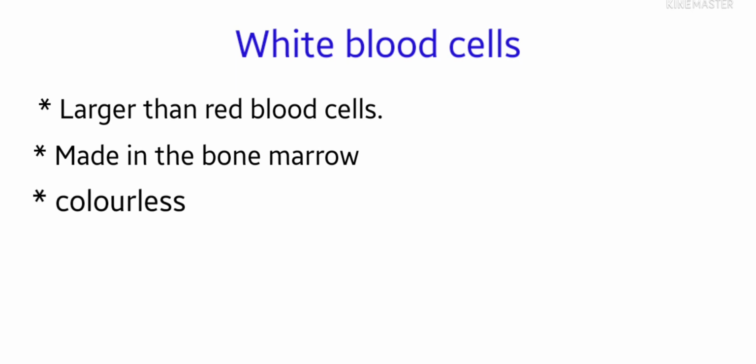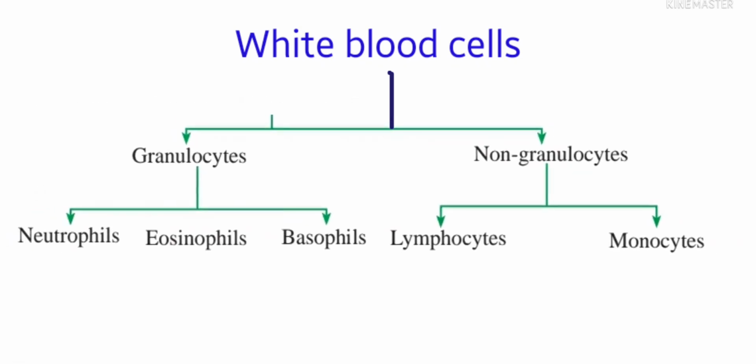White blood cells are larger than red blood cells, but smaller in number. There is 1 white blood cell to every 600 red cells, and they are made in the same bone marrow that makes the red cells. These cells have nuclei. There are 2 types of white blood cells: granulocytes and non-granulocytes.